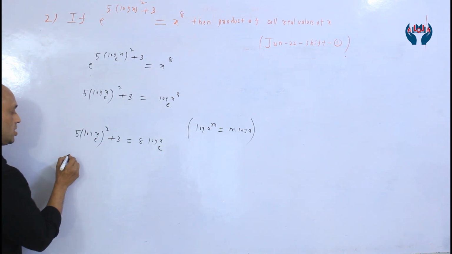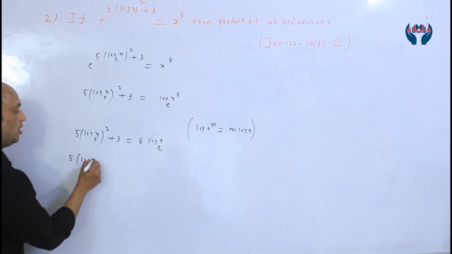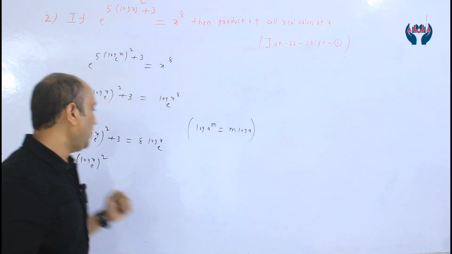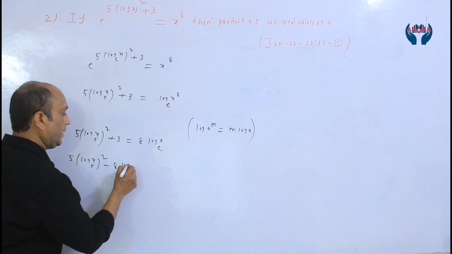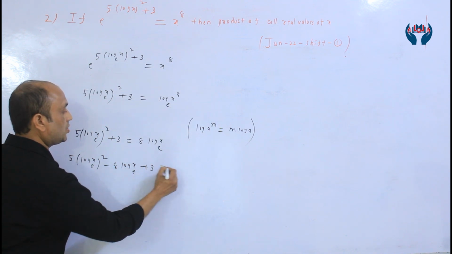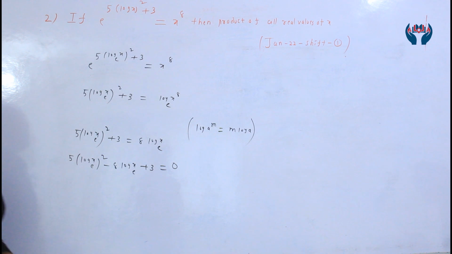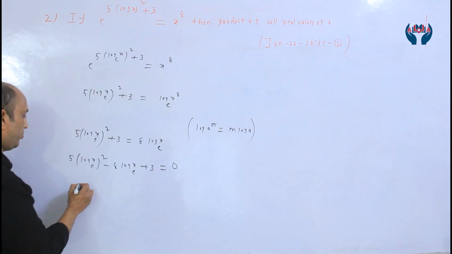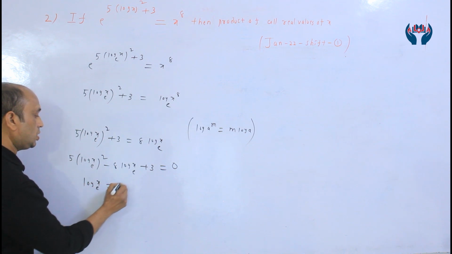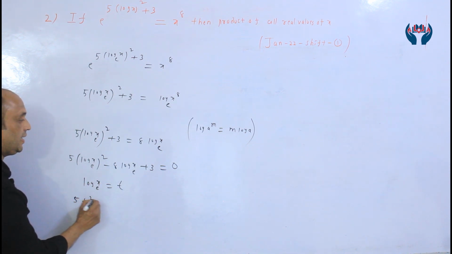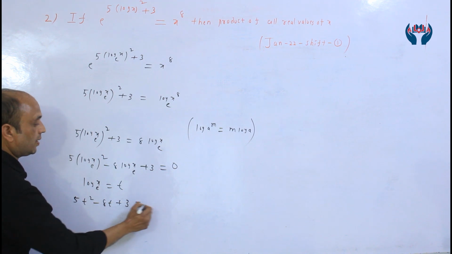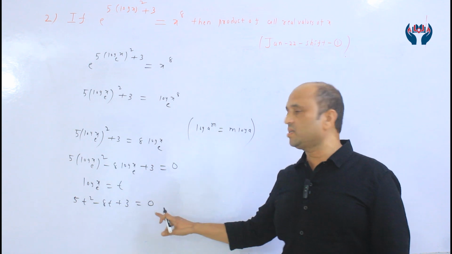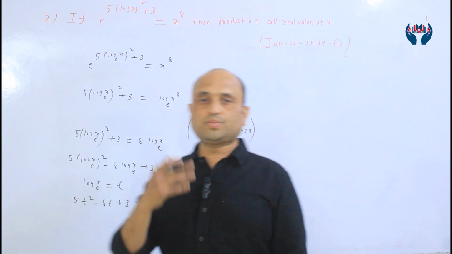So now this equation is a quadratic equation in log x base e. Bring 8 log x base e to this side, so it becomes minus 8 log x base e plus 3 equal to 0. Now convert this equation into quadratic form. Assume that log x base e is equal to t, that is 5t² − 8t + 3 = 0. Now take the factors of this quadratic equation in terms of t.